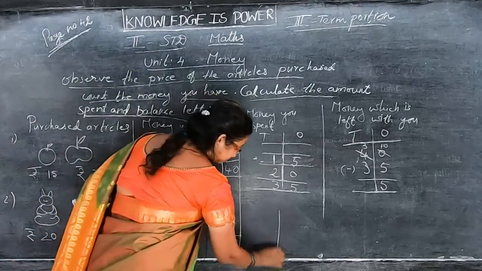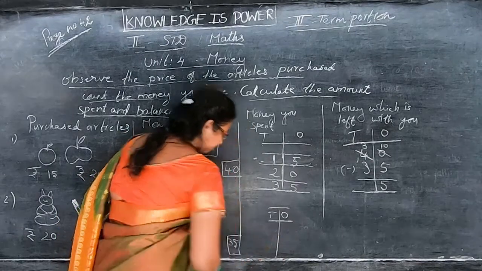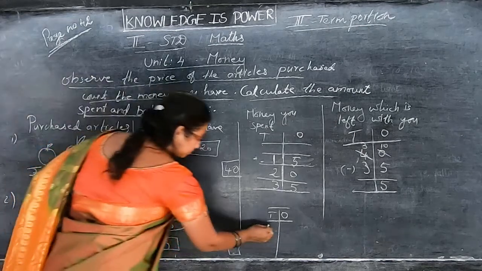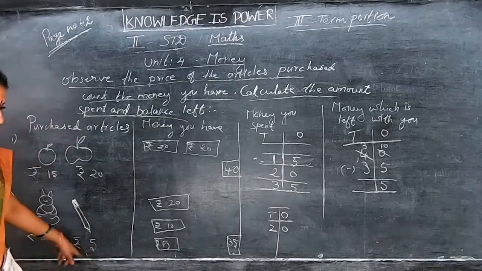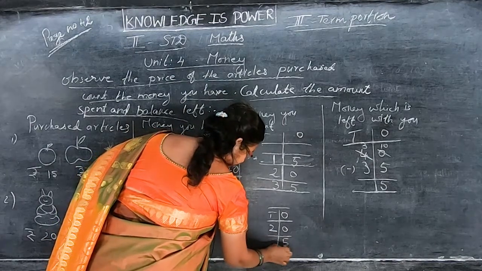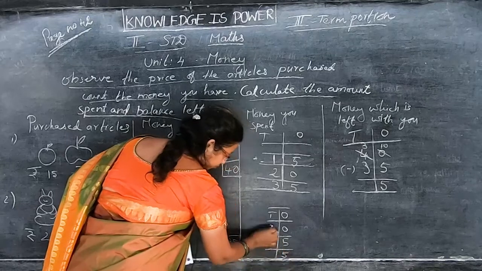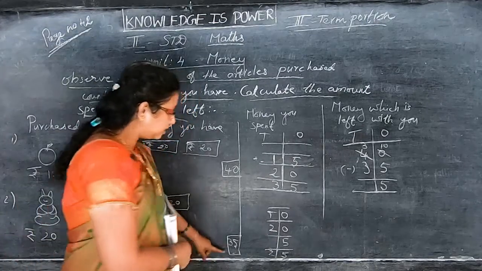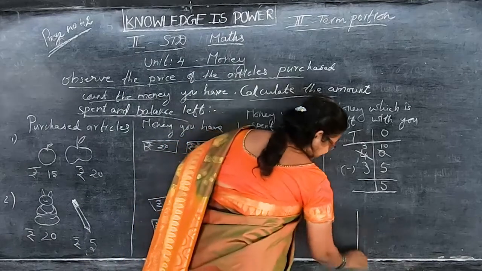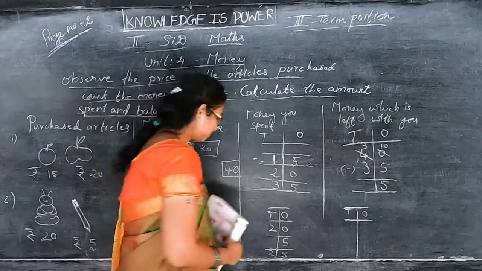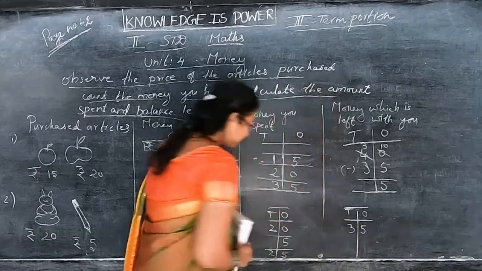We are going to put the total. See here, how much? First you write 20. Then 5. Totally how much? See here. 5, put here 2. So totally 25 rupees he has paid for buying. But he is having 35 in his hand. Tens, ones. So you write this 35, and this 25 you should write.